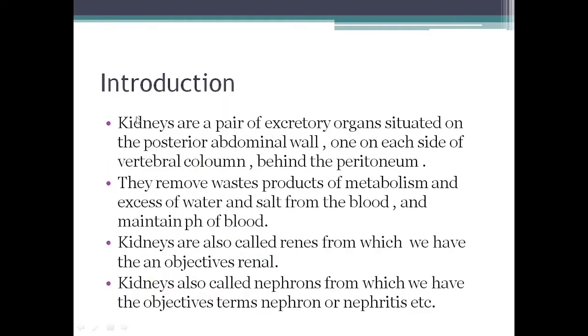Now the introduction. Kidneys are a pair of excretory organs situated on the posterior abdominal wall, one on each side of the vertebral column, behind the peritoneum. They remove waste products of metabolism and excess water and salt from the blood and maintain the pH of the blood. Kidneys are also called renes, from which we have the adjective renal. They are also called nephros, from which we have the terms nephron and nephritis. This is about the introduction.